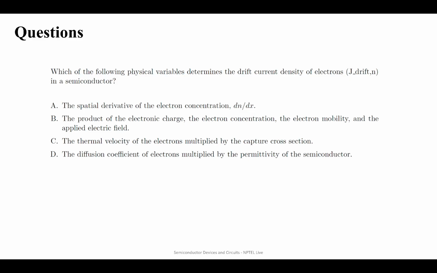Which of the following physical variables determines the drift current density of electrons, J drift n, in a semiconductor? A: the spatial derivative of electron concentration, dn by dx. B: the product of electronic charge, the electron concentration, electron mobility, and the applied electric field. C: thermal velocity of electrons multiplied by the capture cross section. D: diffusion coefficient of electrons multiplied by the permittivity of the semiconductor.